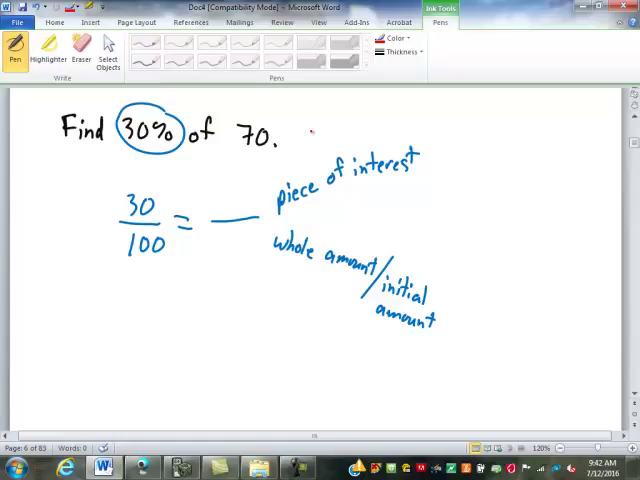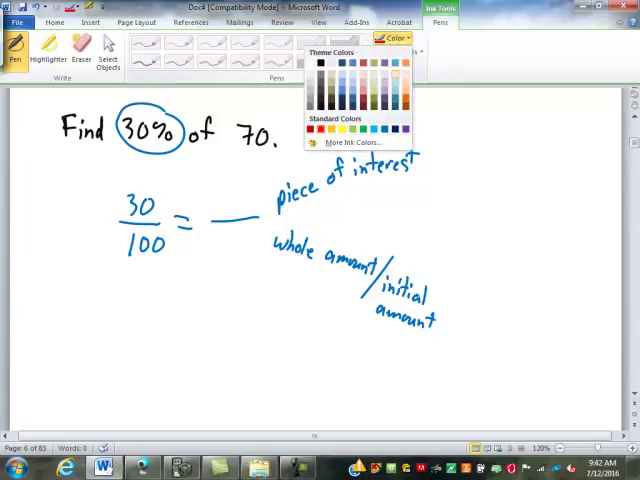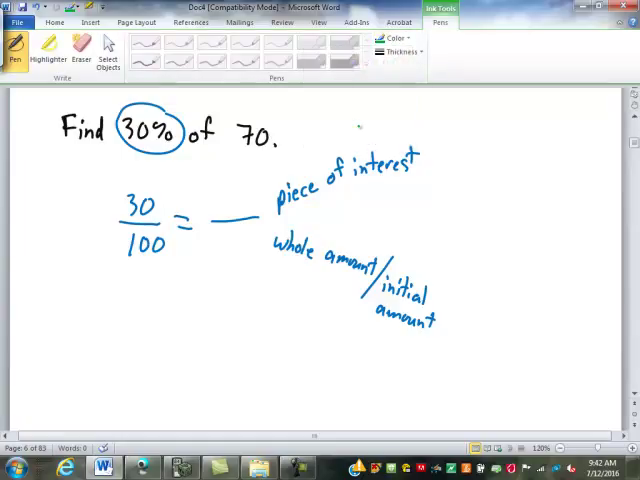That doesn't mean you can't get more than that. It just means that's what everything is based on. That's what everything started with. Everything else builds from that. So in this case, we have the 70, and we have to decide, does that 70 go with the 30? Is it representing the piece that we're interested in, or is it the whole amount? Does it go with the 100?